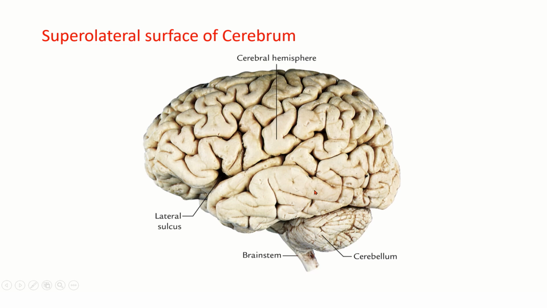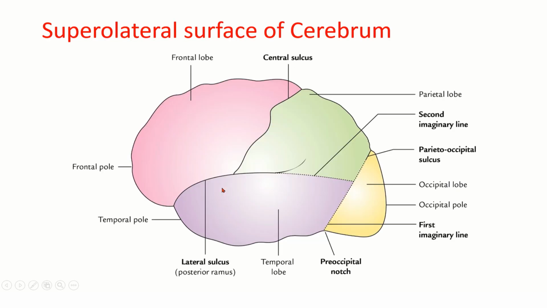That's the superolateral surface of the cerebrum. If you observe, there are actually 5 lobes. This is the central sulcus, this is the posterior ramus of the lateral sulcus. Here this is the parieto-occipital sulcus, this is the pre-occipital notch. We draw a first imaginary line here, and from the posterior ramus of the lateral sulcus we extend a second imaginary line. So this divides the cerebrum into 4 lobes.